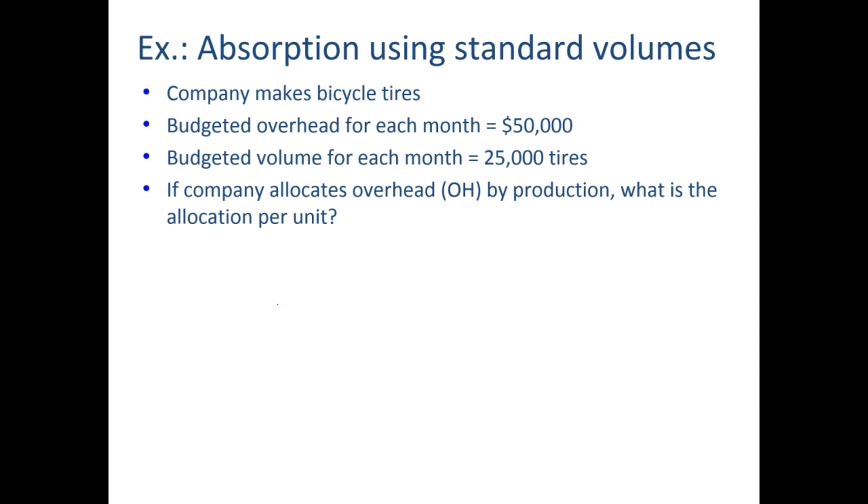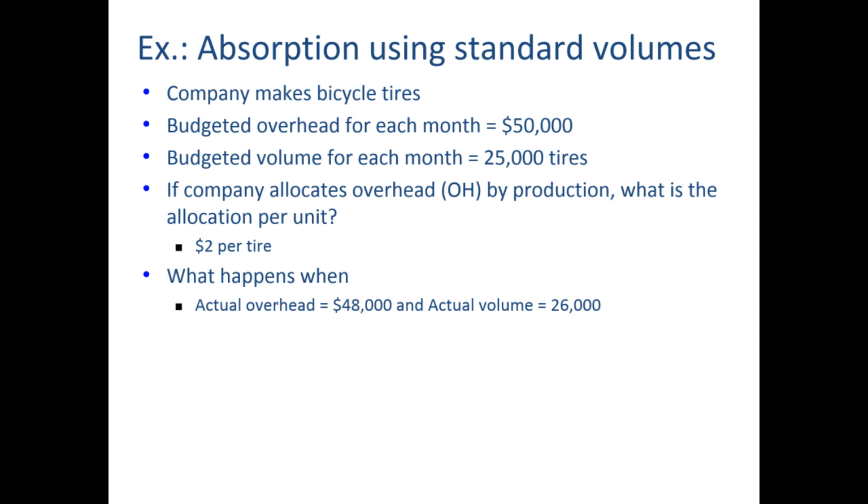An example can help illustrate this. Let's take the case of a company that makes bicycle tires, and there's a budgeted overhead of $50,000 each month. That's what they anticipate in their overhead costs. Additionally, each month there's a budgeted volume or production of 25,000 tires. Okay, so based on this, what is the planned overhead allocation per tire? Well, $50,000 divided by 25,000 gives you $2 per tire.